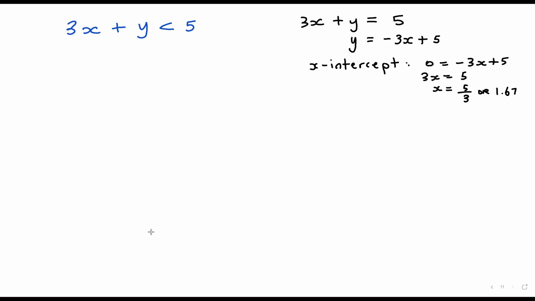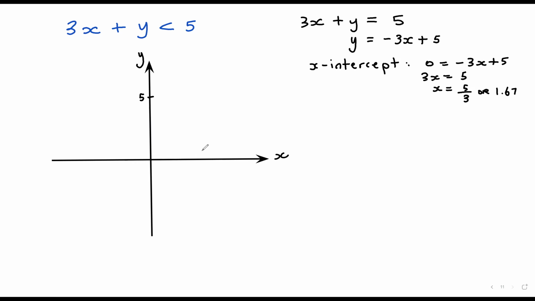the line, right? So on the graph, this is my y-axis and this is my x-axis. It's just a sketch, it doesn't have to be drawn to scale. The y-intercept is 5, so let's put 5 up here. And then the x-intercept is 1.67. So let's say that's over here, right? 1.67. So the line that represents this equation, 3x plus y is equal to 5, is going to look something like this.